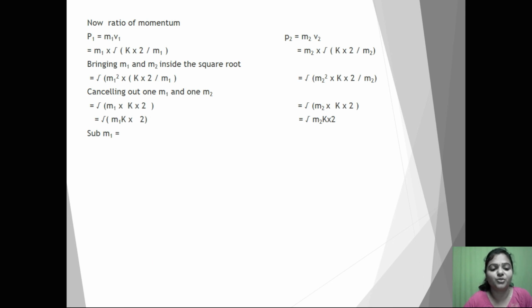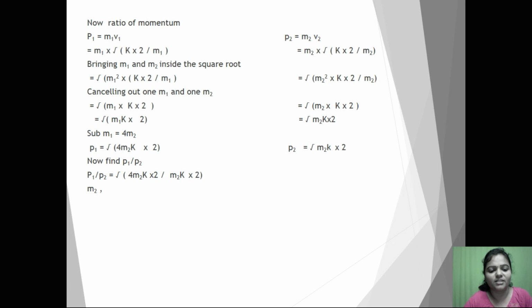Now we are going to substitute m1 is equal to 4 m2 in the above equation. So P1 is equal to square root of 4 m2 K into 2. P2 we are not going to substitute any value. So P2 is equal to square root of m2 into K into 2. Our aim is to find the ratio of P1 divided by P2. So P1 divided by P2 is equal to square root of 4 m2 K into 2 divided by square root of m2 K into 2.